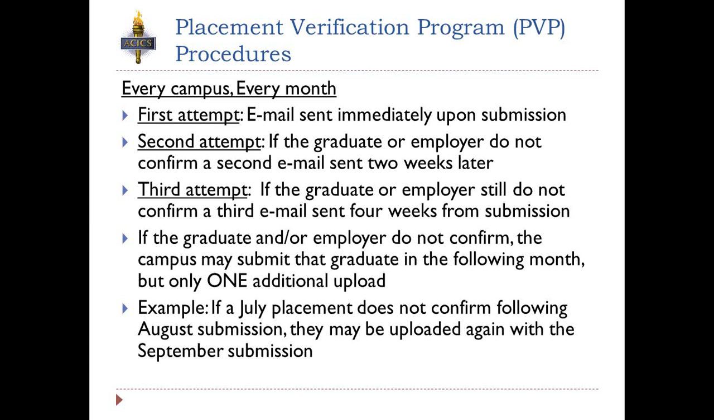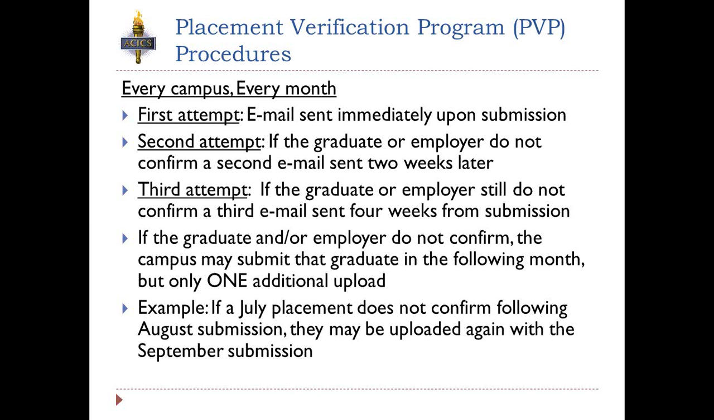And an example, of course, would be for the July placement information. If they do not confirm following this August submission, after the immediate email, the 2 weeks later, and then the 4 weeks later, you'd be allowed to upload that student in the September submission for an attempt of 1 additional time for the emails to be sent out for a first attempt, second attempt, third attempt.